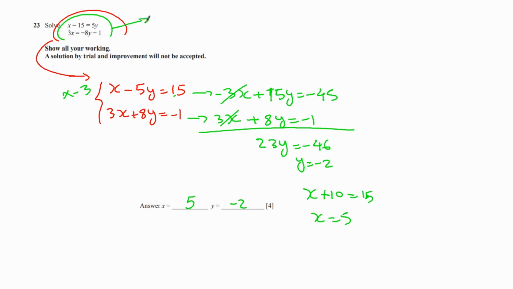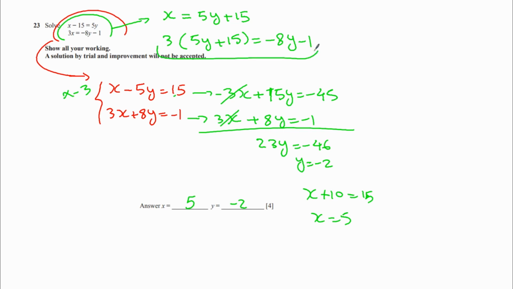The substitution is basically you find x from the first equation, which is plus 15, so x would be equal to 5y plus 15. And then substitute that x into the second equation. So instead of 3x, I'm going to write 3 times (5y plus 15) equals minus 8y minus 1. By substitution, I have basically eliminated one of the variables, which is x. So I have now one equation and one unknown.